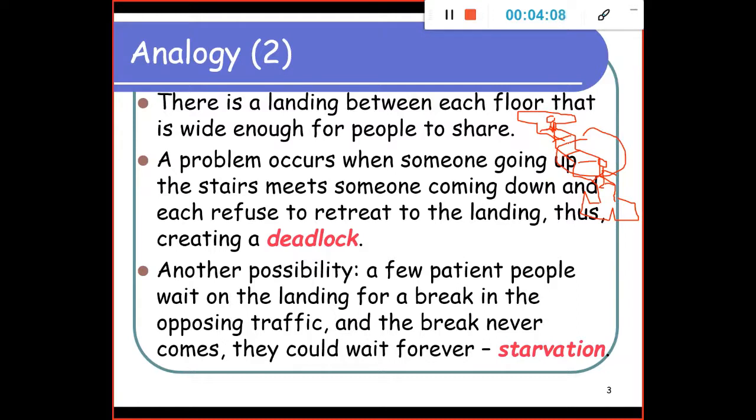So this situation we call a deadlock. Of course you have been in a deadlock situation a couple of times. Another possibility: a few patient people wait on the landing for a break in the opposing traffic, and the break never comes. We have an example diagram for that. If nothing happens, no one can go. Everyone stops unless there is an outside intervention. This condition will never be solved. So this is what we call starvation.